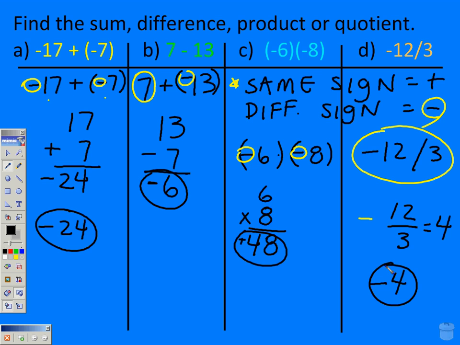So if you keep in mind that we're doing the same process with addition and subtraction, we always want to add, and if we have the same sign for multiplication and division, it's positive. Same sign is positive. Different signs are negative for multiplication and division.